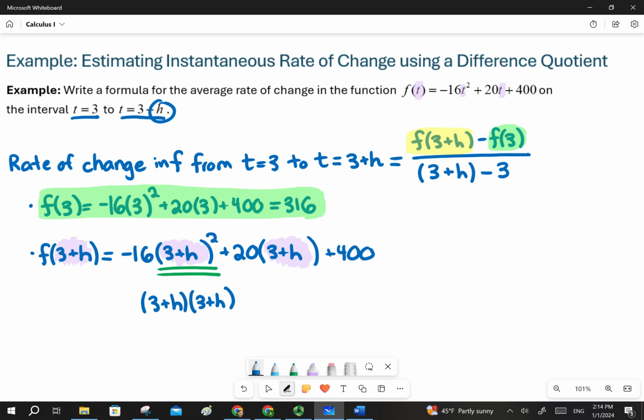You may have learned a technique like FOIL or something equivalent, and it will reduce the temptation to incorrectly try to distribute the exponent. This would be a great time to pause the video and try to do the algebra yourself. Then, when you're ready, press play and see if you end up with the same result as me.